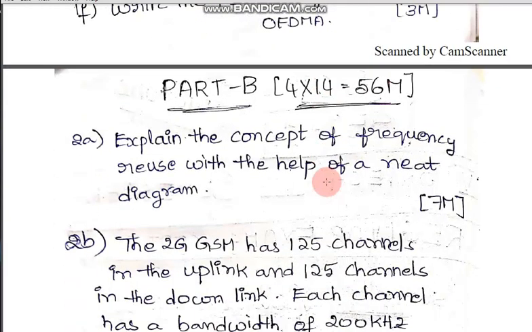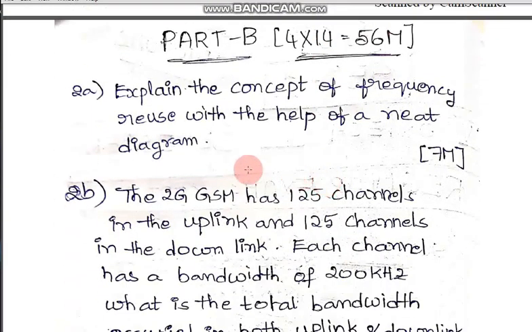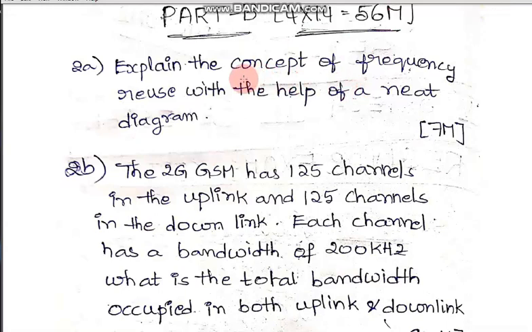Coming to Part B, here we need to answer 4 questions. Each question consists of 2 sets of questions, so totally we need to answer 8 questions, and each question is of 7 marks. So this is 56 marks, and that is 14 marks, and totally 70 marks is the total question paper. And this is from chapter 1.